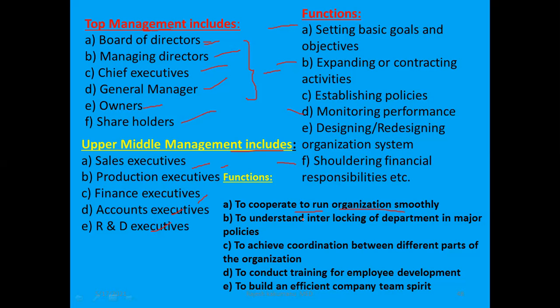Second, to understand the interlocking of the departments in major policies. We have to understand the interlocking disputes in the departments in the major policies and rectify them. What's the third one? To achieve coordination between different parts of the organization. They have to achieve coordination between the business and the financial organization.